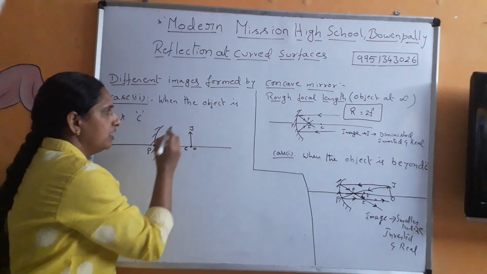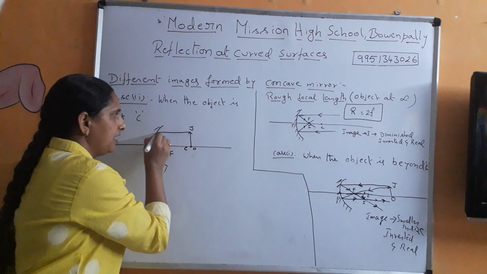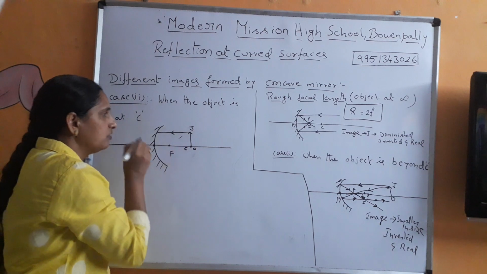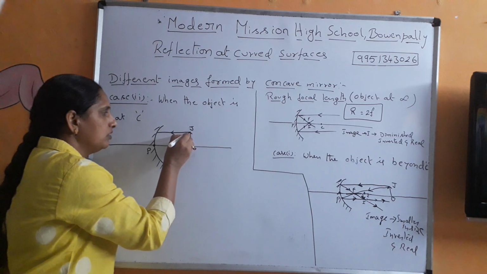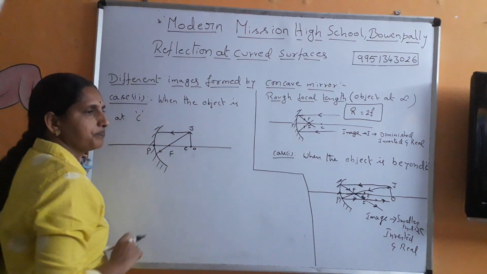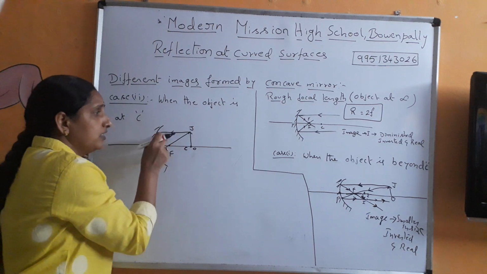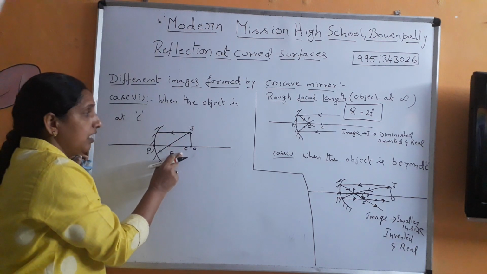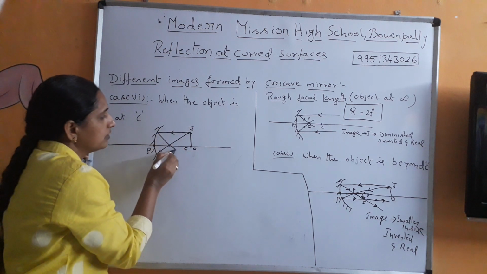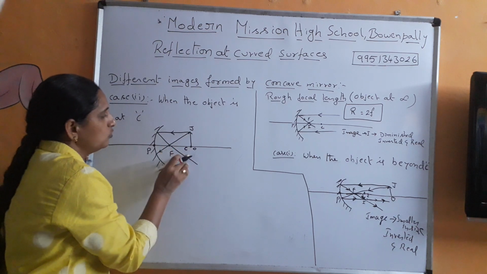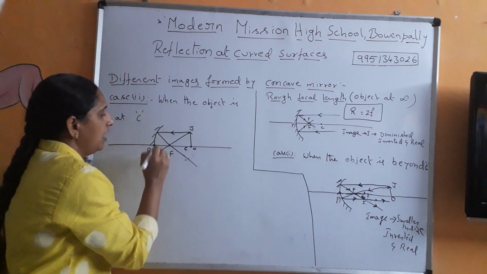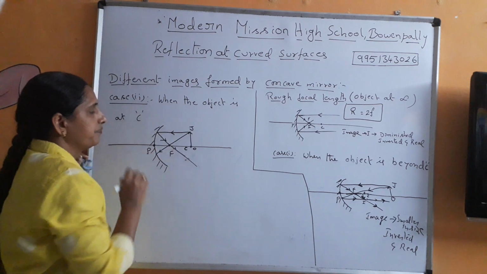Take two rays. One ray parallel to the principal axis. Another ray passing through the focus. Okay. Done. So, two incident rays we are taking. Now, the first ray, which is parallel to the principal axis, upon reflection must pass through focus. And now, this is the reflected ray.